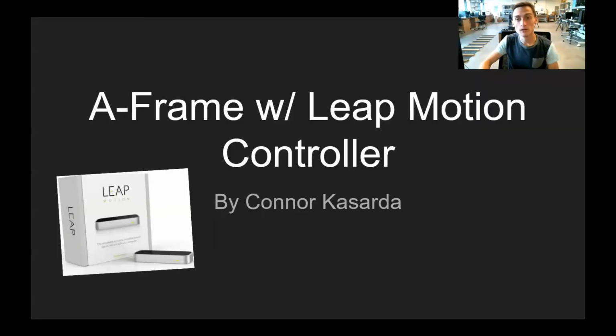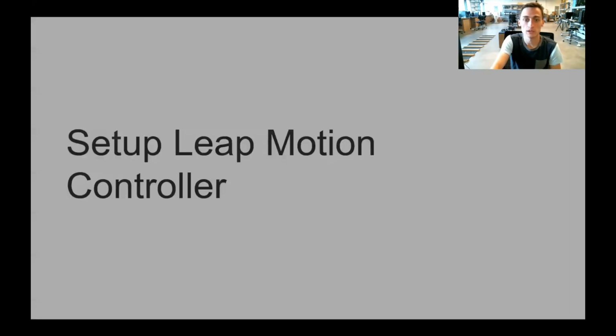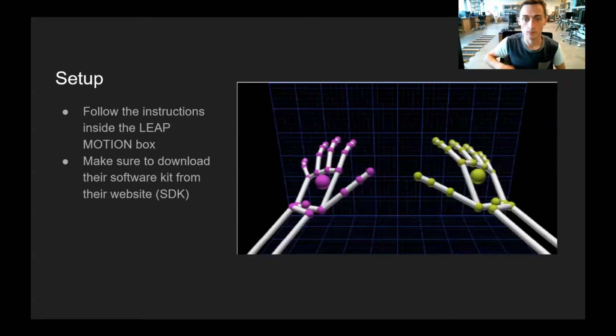Hey everyone, so in this video we're going to learn how to add our Leap Motion controller into A-Frame. Essentially, what the Leap Motion controller is going to allow us to do is visualize our hands and the movement of our hands in our A-Frame scene. Eventually down the road we'll get them to interact with other objects, but for right now in this video we're just going to focus on visualizing our hands in the A-Frame scene.